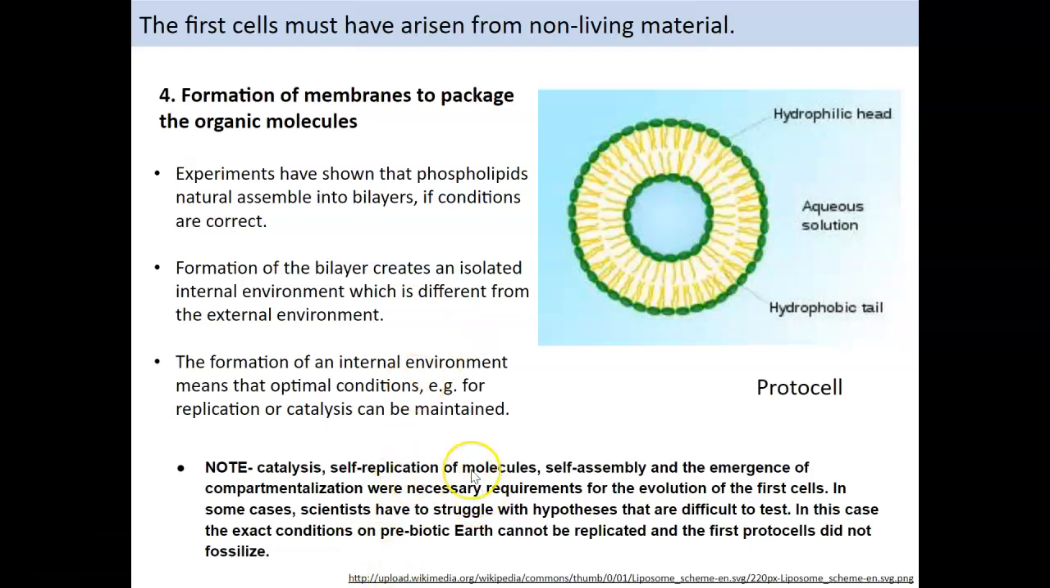Note, it is important for you to understand that even though scientists do try to investigate these processes that happened early in time, it has been a real struggle to successfully test these things in labs. In this case, the exact conditions of prebiotic Earth cannot be replicated. On top of this, these initial protocells did not fossilize. So a lot of this is just us trying to figure out what makes the most sense, what potentially could have happened in these conditions that could have ultimately led to the first cell being formed.